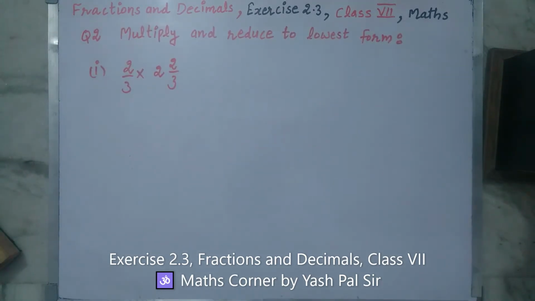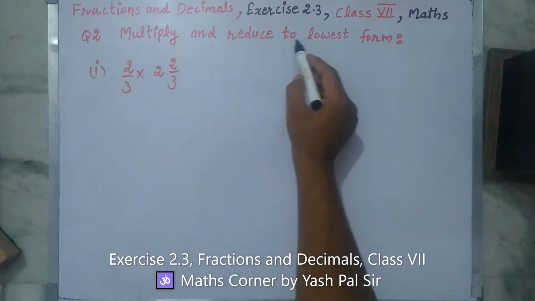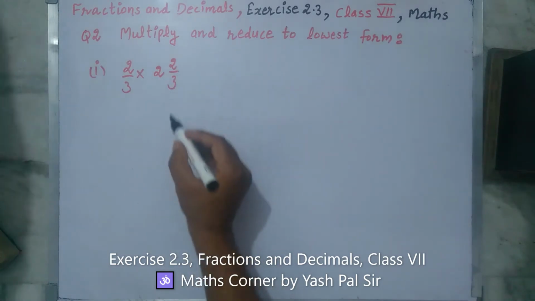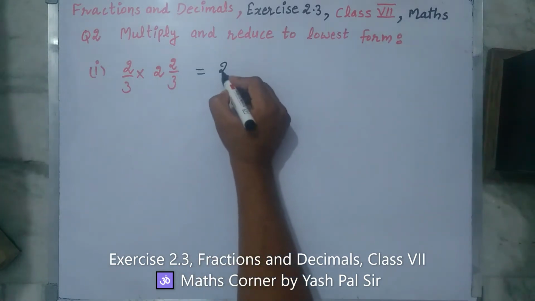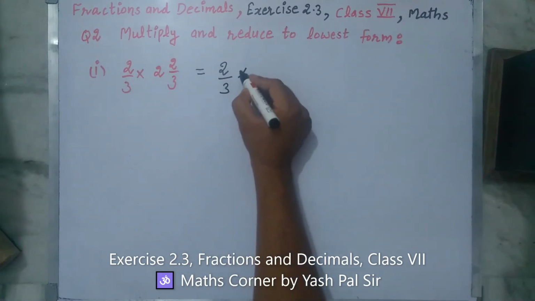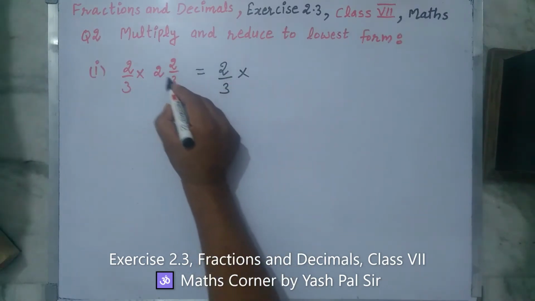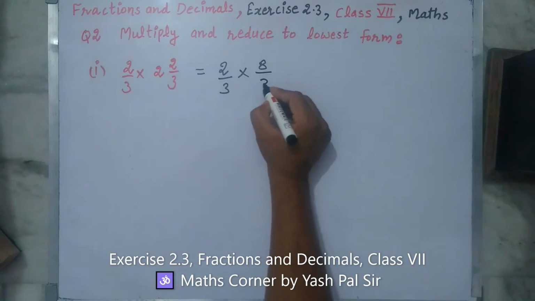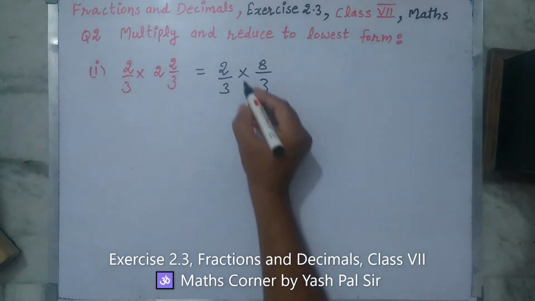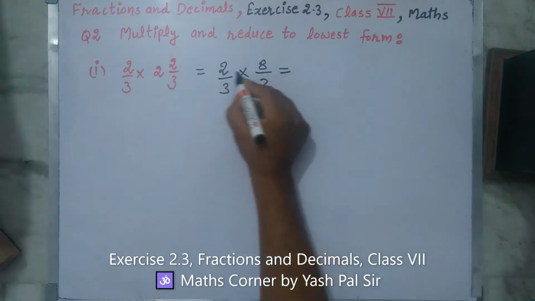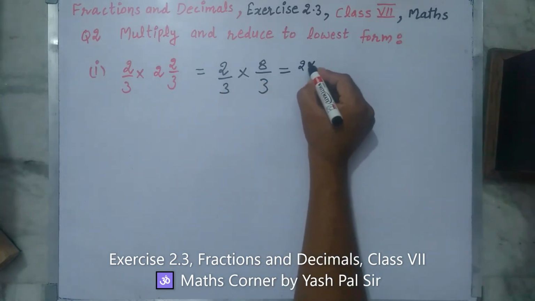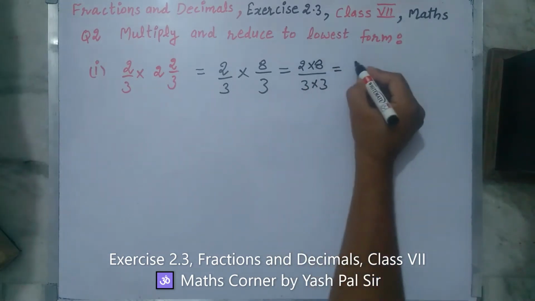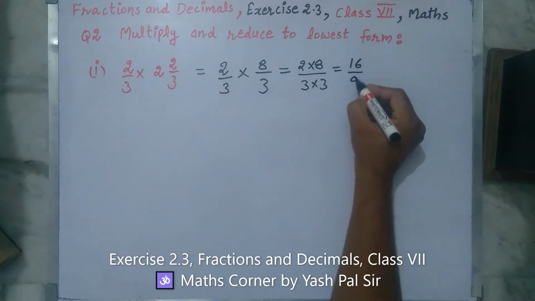Now solving question number 2, multiply and reduce to lowest form. First part is 2 by 3 into 2 is to 2 by 3. So first of all, the first term 2 by 3 is a mixed fraction, so 3 into 2 is 6, 6 plus 2 is 8, 8 upon 3. So how to solve this question now is equal to 2 into 8 divide 3 into 3. This is equal to 16 upon 9.